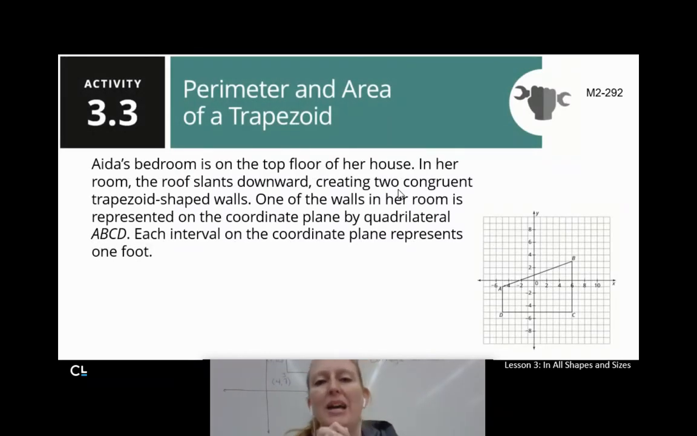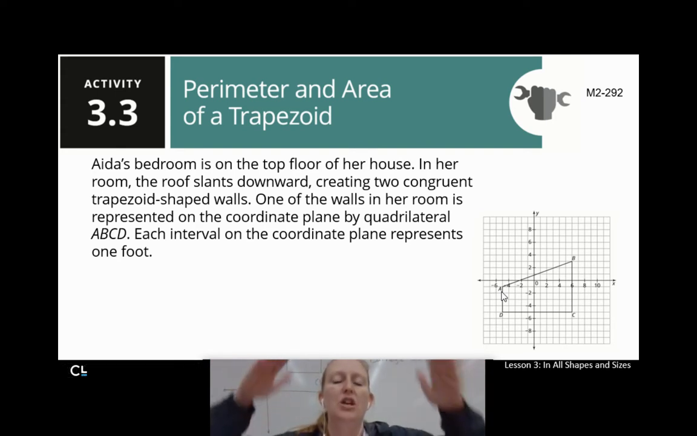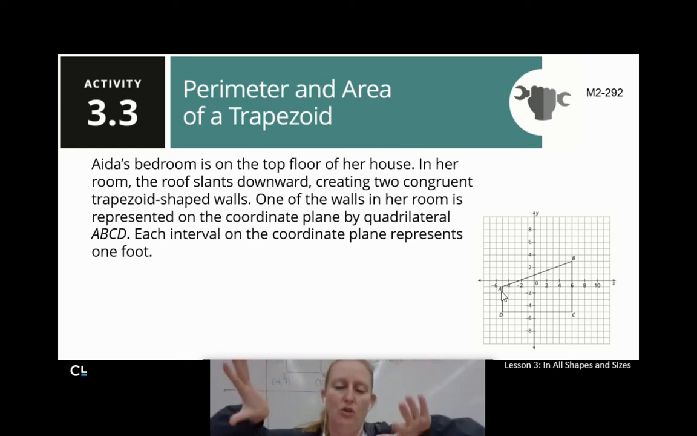So with this in mind, we're on page M2-292. We're going to work on some perimeter and area of a trapezoid. So Ada's bedroom is on the top floor of her house. In her room, the roof slants downward. So because it's on the top, the roof kind of slants down, and that creates two congruent trapezoid-shaped walls. So because that roof is coming down, she has one on the left, one on the right. She's got two trapezoid-shaped walls.